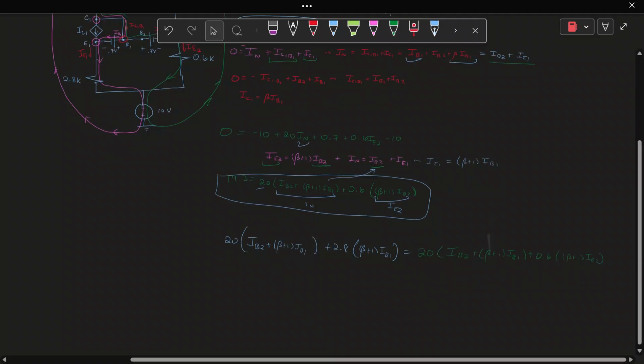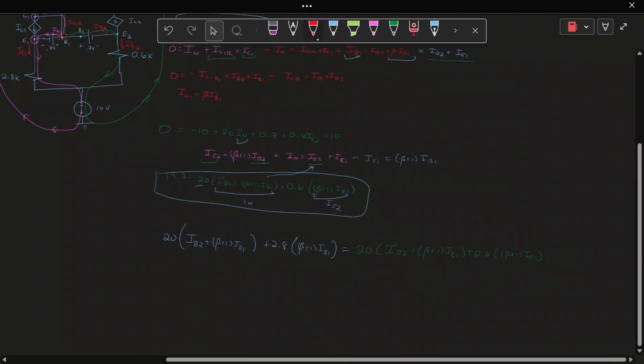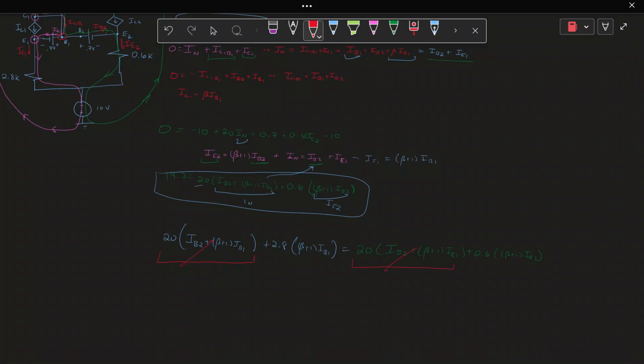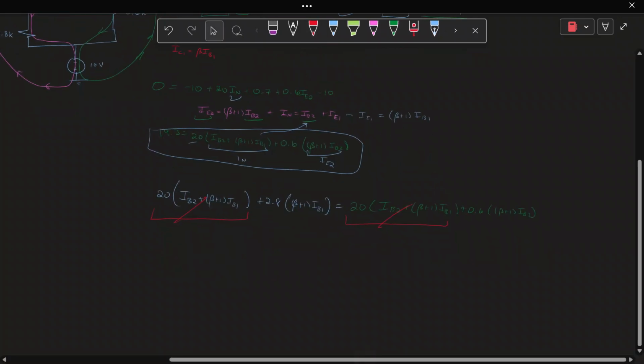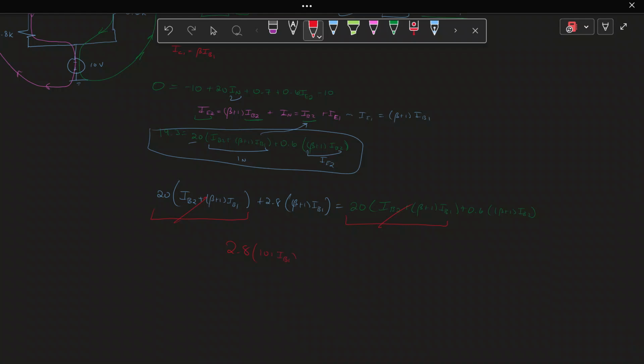IB2. So what do we notice? Well, what I notice at least, is this part and this part are identical. So we can cancel them out. Well, we can subtract them and move them over, right? Now what we have is 2.8, and beta is 100, so we can say 101 IB1 is equal to 0.6 times 101 IB2. So now we found a relationship between IB2 and IB1.